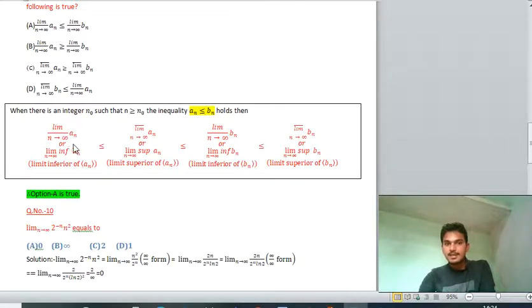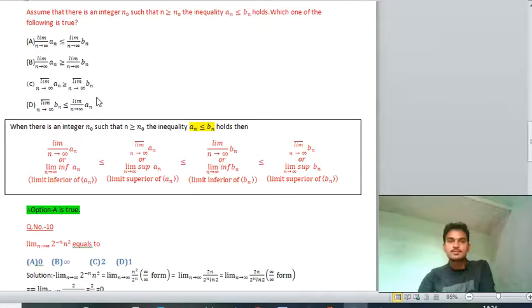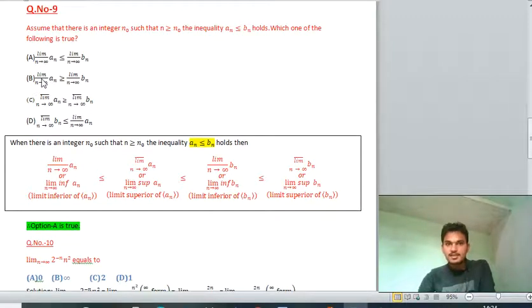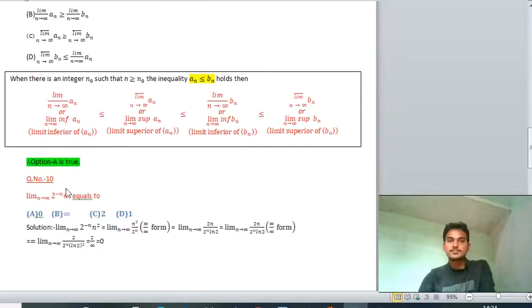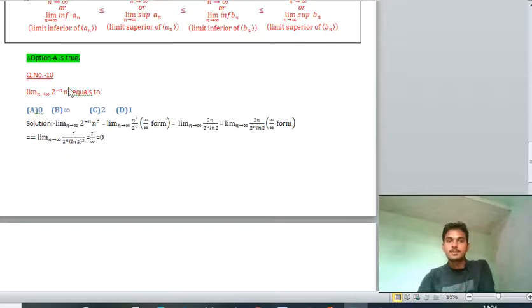You can see this is the limit inferior of an, and this is the limit inferior of bn. So it is true that the limit inferior of an is less than or equal to the limit inferior of bn. You can also observe how the other three options, B, C, D, are not true. So option A is true. Then I will go to question number 10.